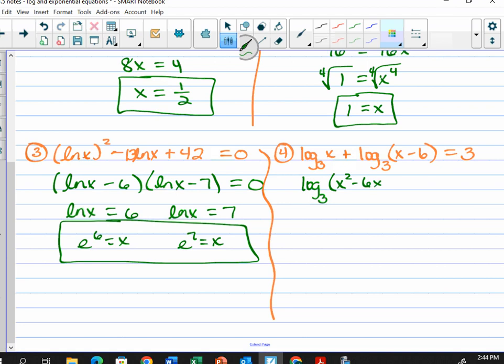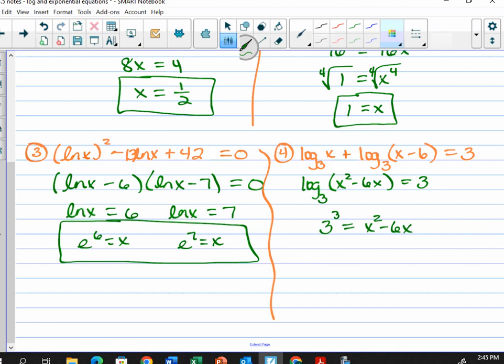Wait, you gotta stop. We have to move the 27 before you factor. All right, guys, you condense first. Then rewrite it as an exponential. So 3 cubed equals x squared minus 6x.